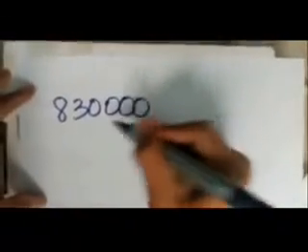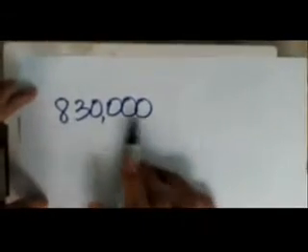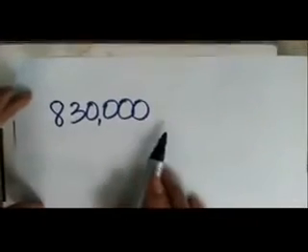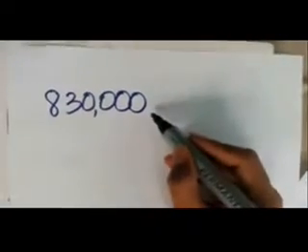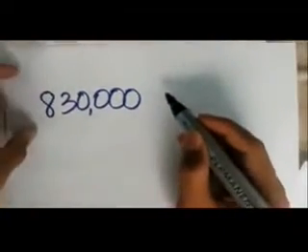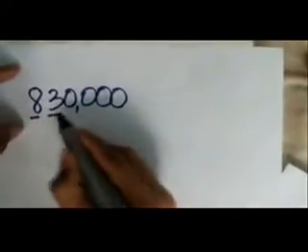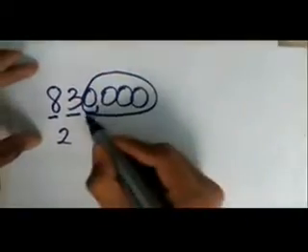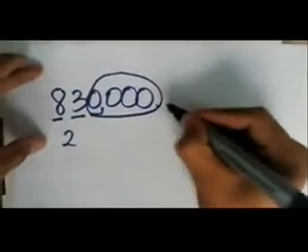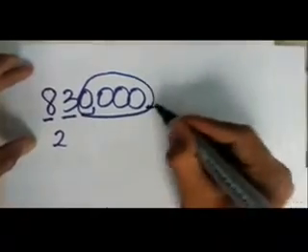Trailing zeros are sometimes considered non-significant. For example, 830,000. This contains only 2 significant figures because there is no decimal point after the trailing zeros. So let's count all the significant figures. 1, 2. There are only 2 significant figures. These trailing zeros are not considered significant because there is no decimal point after them.